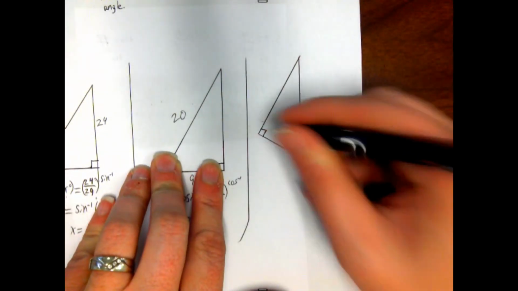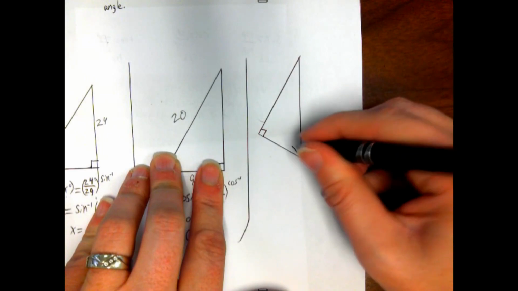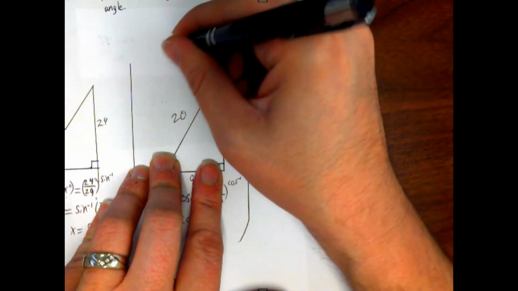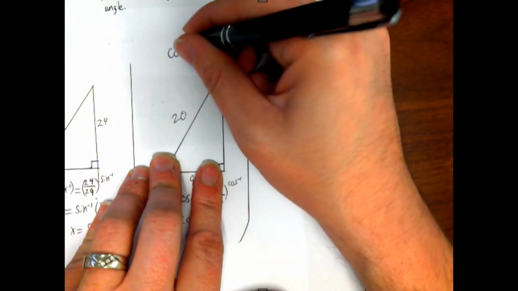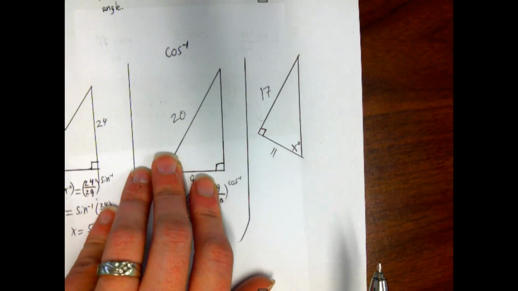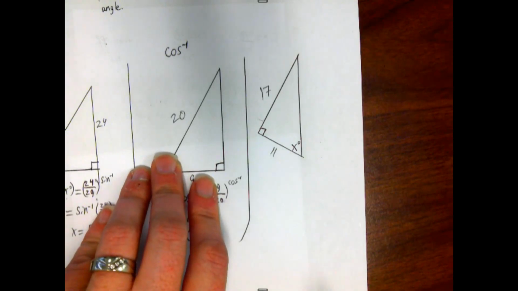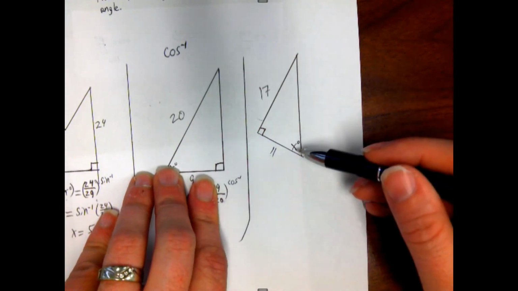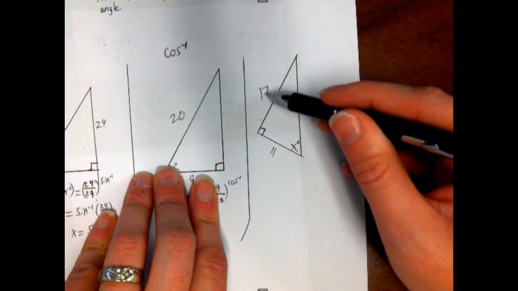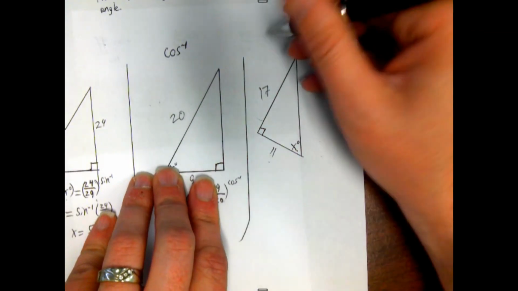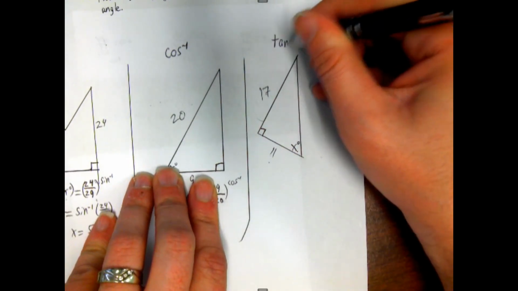Okay, one more right triangle. I'm looking for this angle right here, and I know that this side is 17 and this side is 11. Now here it's important to remember they won't necessarily tell you which ratio you're using. So you need to look at this and say, okay, I'm looking for this angle. I know the opposite side and the adjacent side. That's TOA, tangent. So this is inverse tangent.